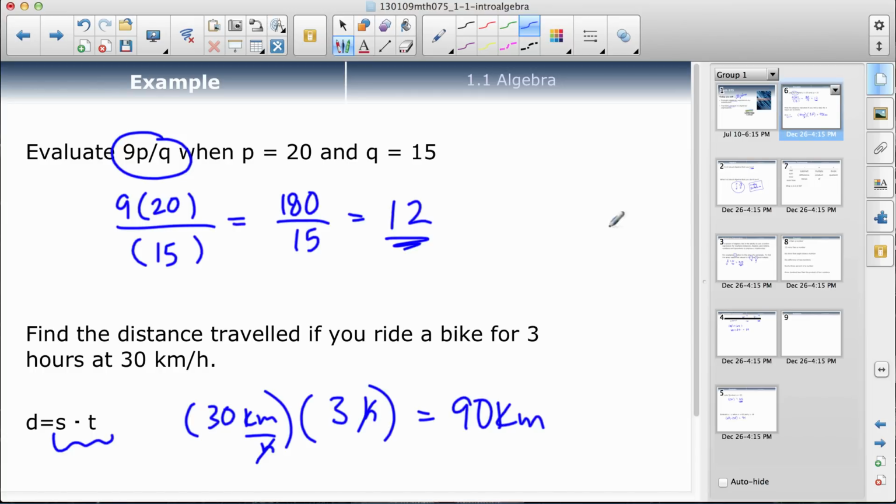Now sometimes you're given questions, I guess similar to this one, where you may not know exactly how you write the relationship. Here I had 9 times p divided by q.